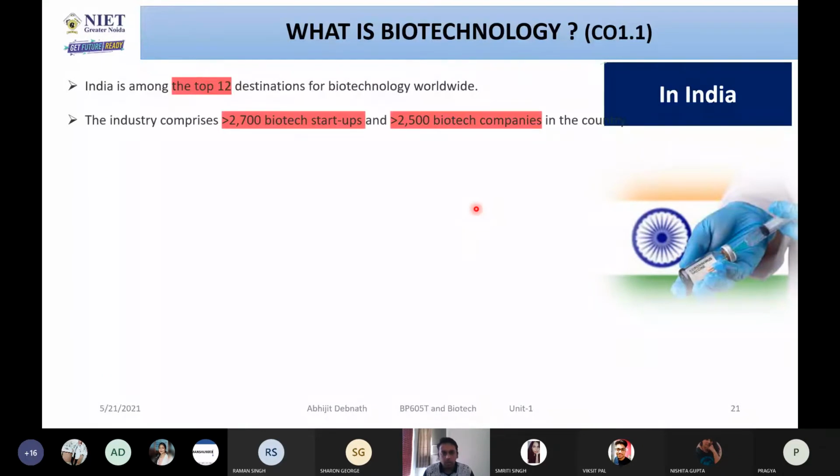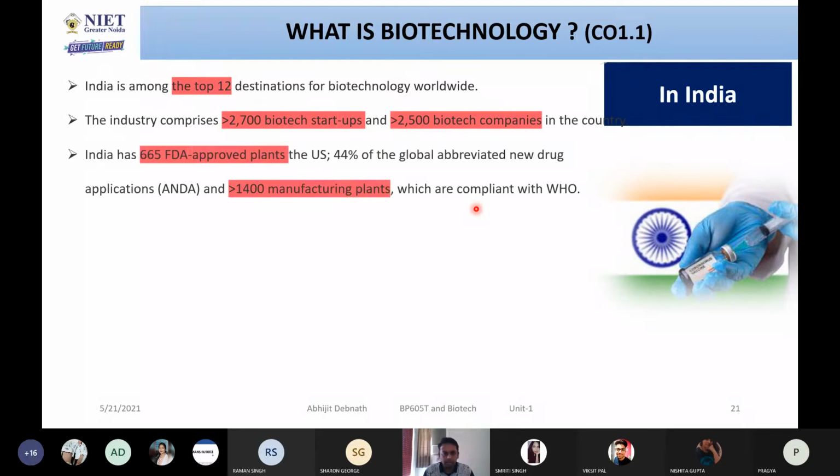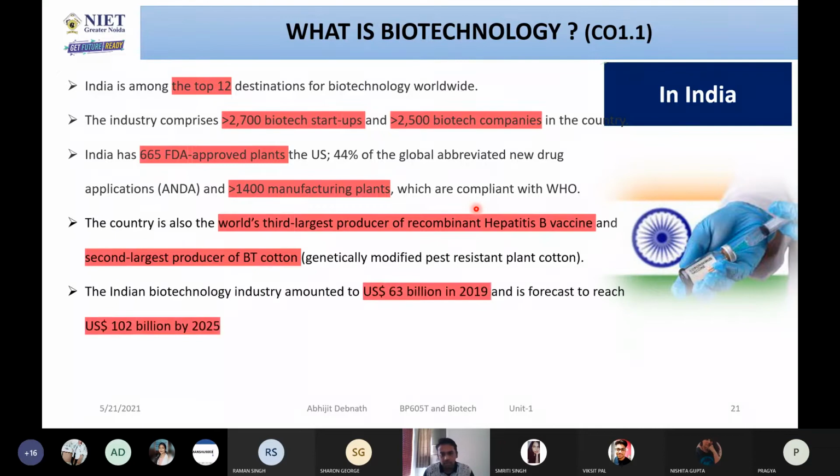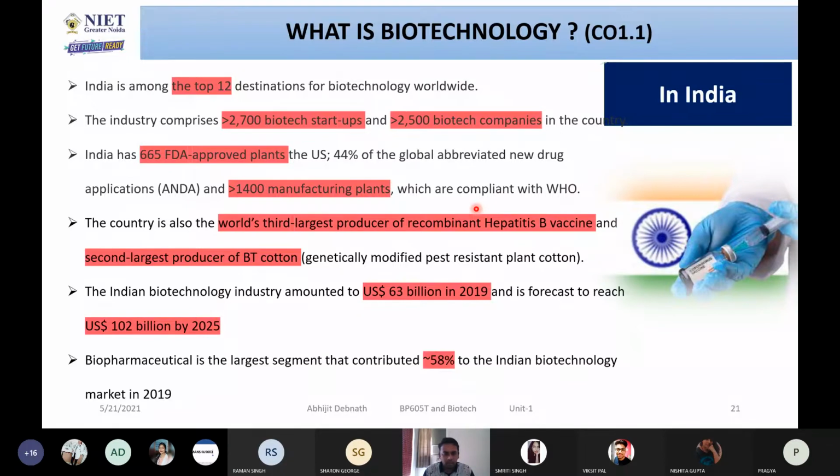We have more than 2,700 biotech startups, 2,500 biotech companies, and 665 FDA-approved plants in our country, where 44% of global aggregate new drug applications, that is ANDA, come from, and more than 1,400 manufacturing plants. I have told you the remaining things, like we are the third largest producer of recombinant HIV vaccine, and all of you are aware of the Serum Institute of India. I told you about the overall market size in India right now, and what it will be in 2025. It is going to be 102 billion US dollars. So this area in India is rising.